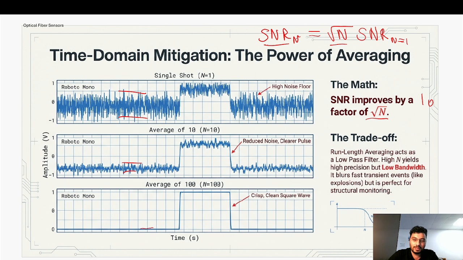Similarly, there will be a problem with the bandwidth. Averaging acts as a low pass filter, so if you increase n, you will obviously have higher precision, but it will also reduce the bandwidth. As you can see on the time scale, the bandwidth decreases drastically.